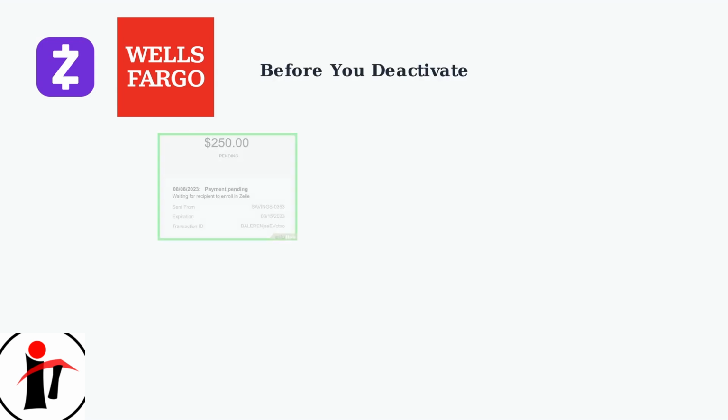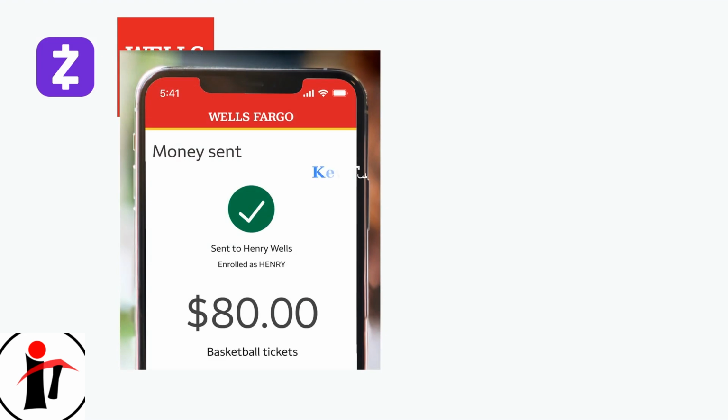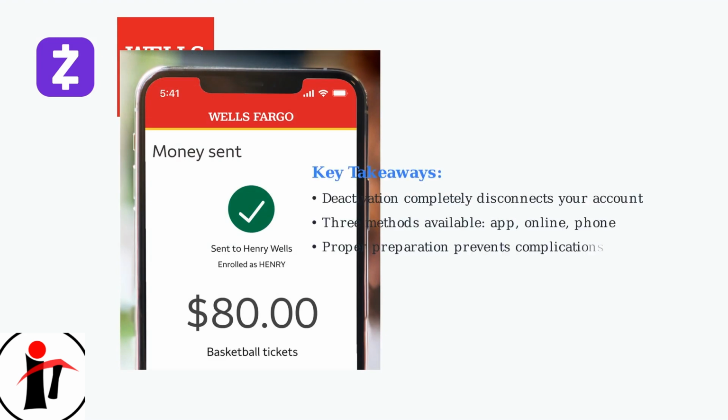Before deactivating Zelle, there are several important preparation steps you must complete to avoid complications. Complete all pending transactions first, as shown in this example, where a payment is waiting for the recipient to enroll. Next, inform people who regularly send you money, set up alternative payment methods, and consider downloading your transaction history for records. Understanding these fundamentals ensures you can make an informed decision about deactivating Zelle and properly prepare for the process.